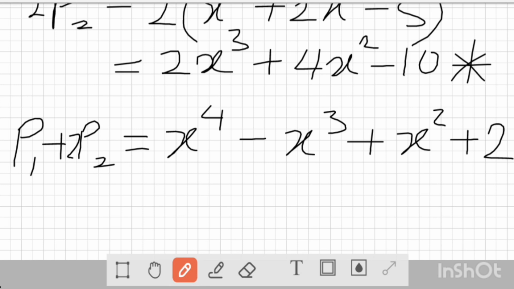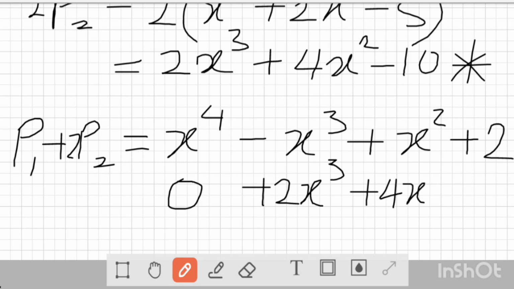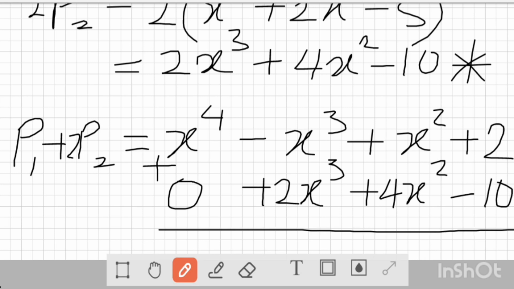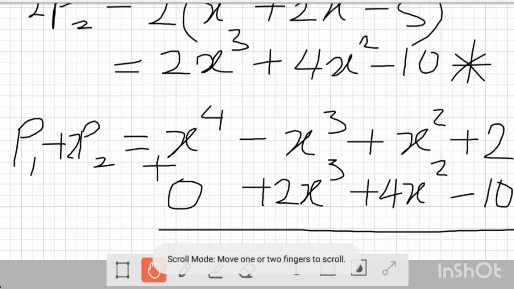Now, checking from the first one, where we have 2x raised to power 3, we discover that there is nothing here for degree 4. I put 0 because I only have x raised to power 4. Then I'll put plus here. The next one is 2x raised to power 3. This is what I have here. So I'll put my plus here. Here I have 4x raised to power 2, I'll put it under this one. Then I have 10, which is minus 10. I am adding them together. I put the sign here. So it makes it easy for me to add the polynomials without making any error.